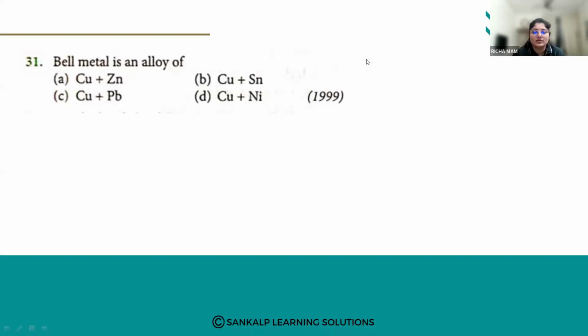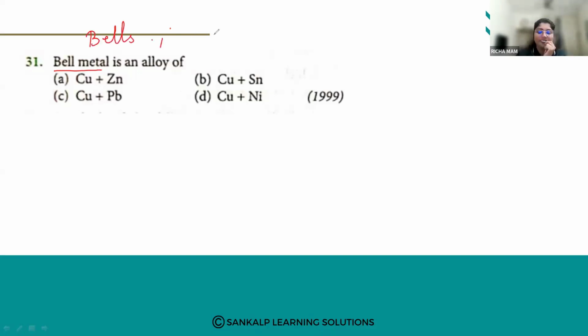Mixture of two or more metals. Very good. Okay, so bell metal is what? Bell metal consists of copper and tin. Bell metal is used for making bells.